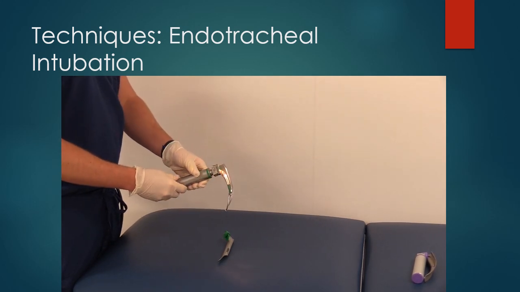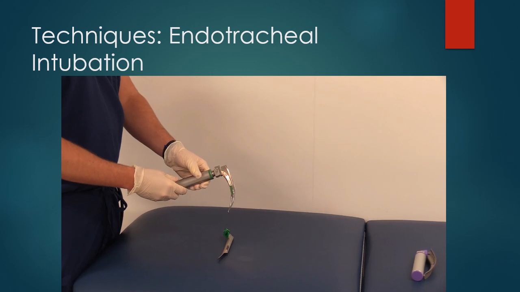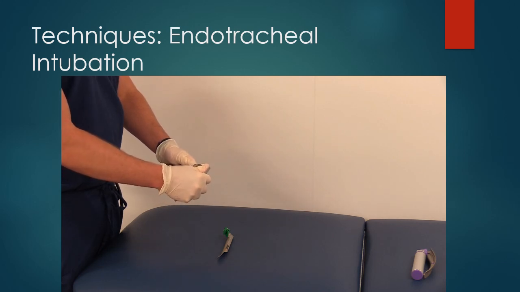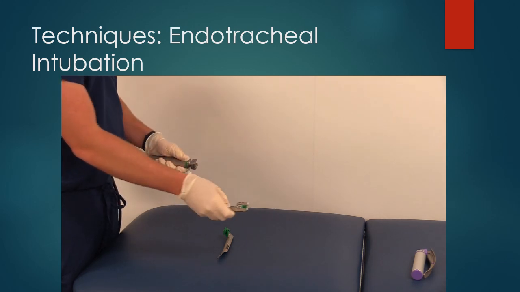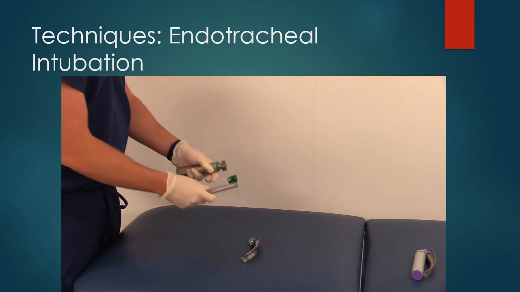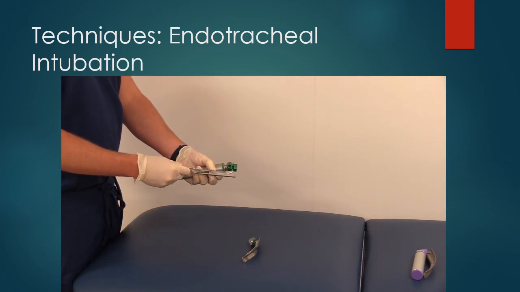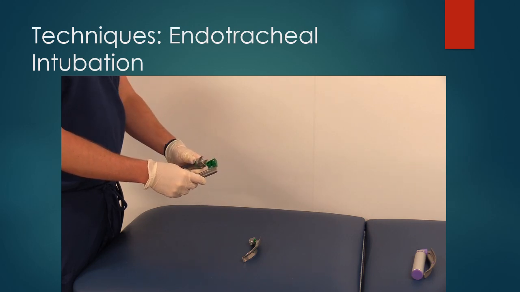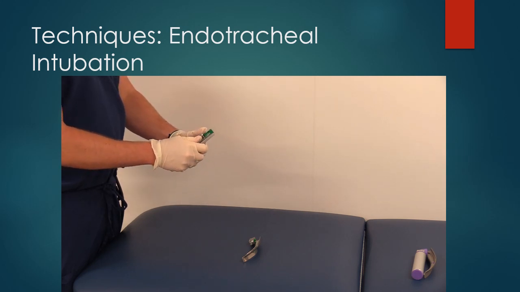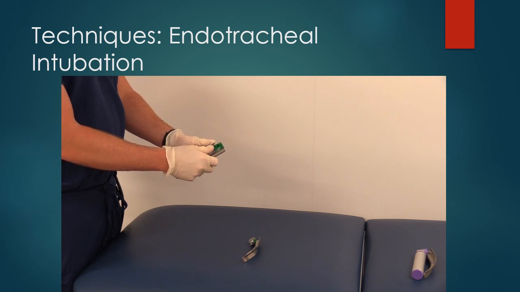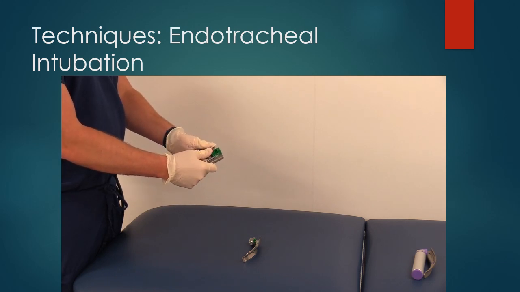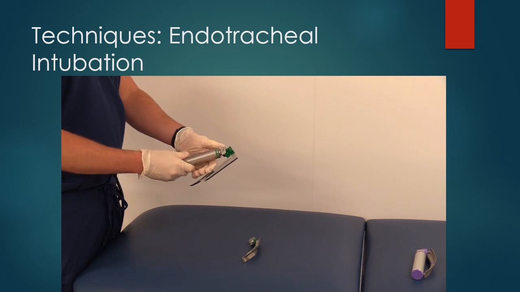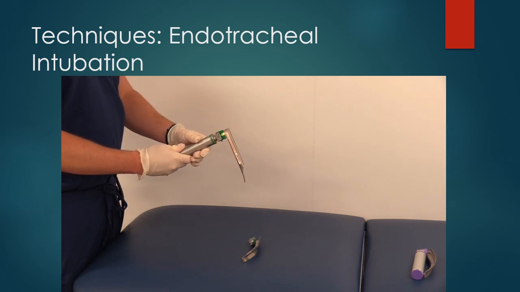And then make sure that the light is visible at the end of the scope once it is locked into place at 90 degrees. The Miller blade is the other most common type of blade, with the Miller 2 being used for most adults. As you can see, this one is more straight. That being the major difference, it also has a lower profile. Again, be sure to always check to make sure that the light is fully illuminated prior to beginning.